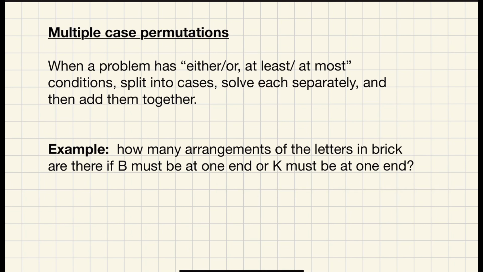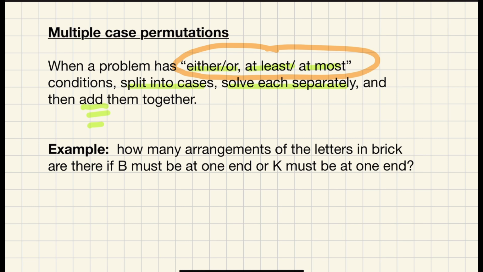So finally, when we're looking at permutations, you can have multiple cases. One way that we can identify that the problem is dealing with multiple case permutations is in the vocabulary. If you see any part of the question that mentions either/or, at least, or at most conditions, that means we have to split into cases. We're going to solve each case separately, and then add them together. So anytime you see any of this, you're solving permutations separately, and then you're going to add them together.